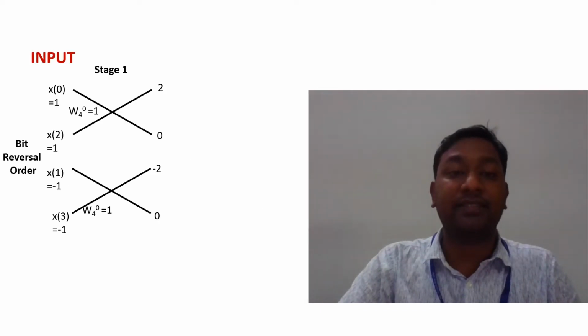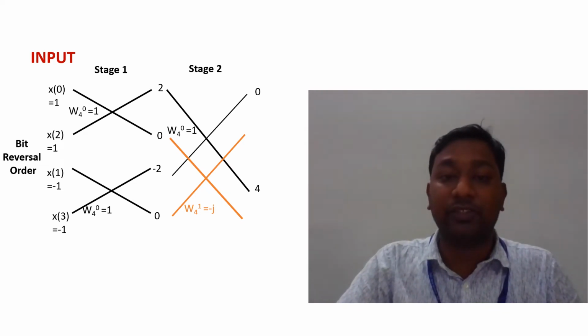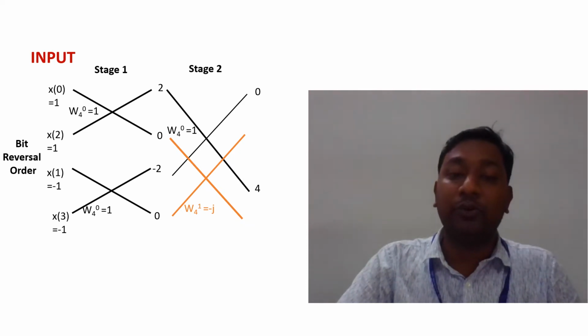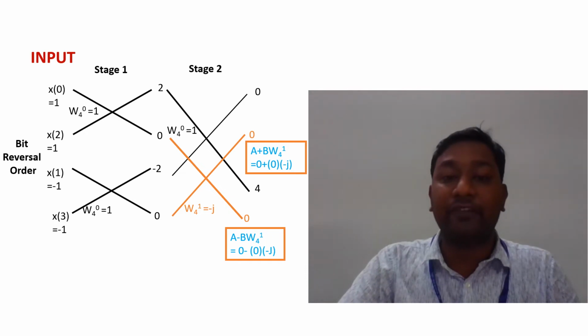Now we are moving to the next stage, stage 2. In stage 2, two twiddle factors are associated: one is omega 4 to the power 0 equal to 1, another is omega 4 to the power 1 equal to minus j. First we will see the first butterfly of stage 2, which we marked in black color. The inputs are 2 and minus 2, so simple addition: 2 plus minus 2 is 0 and 2 minus minus 2 is 4. Now the second butterfly, whose associated twiddle factor is omega 4 to the power 1 equal to minus j. Here a value is 0 and b value is 0.